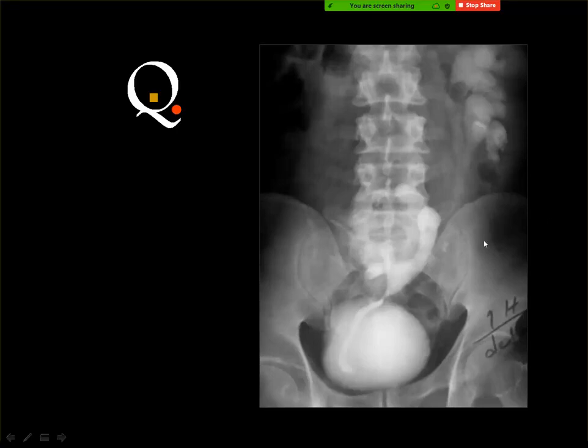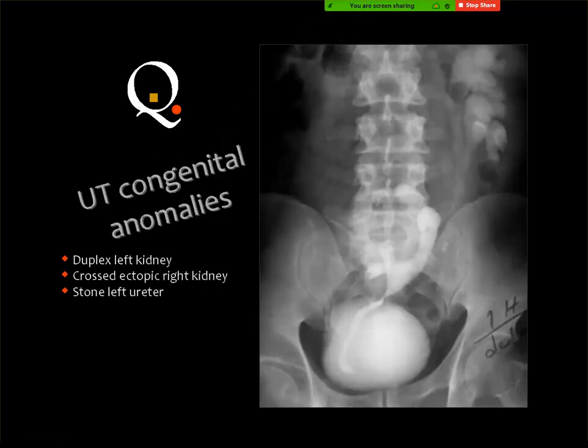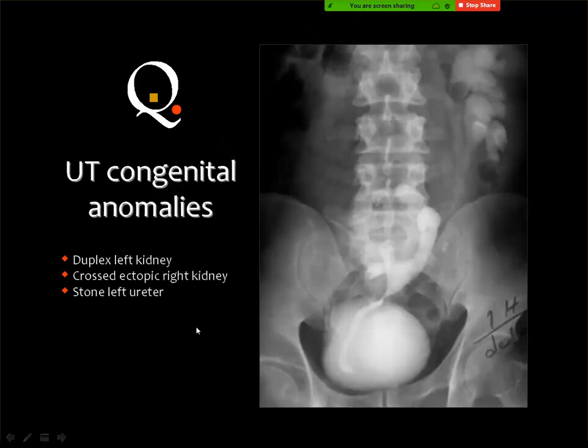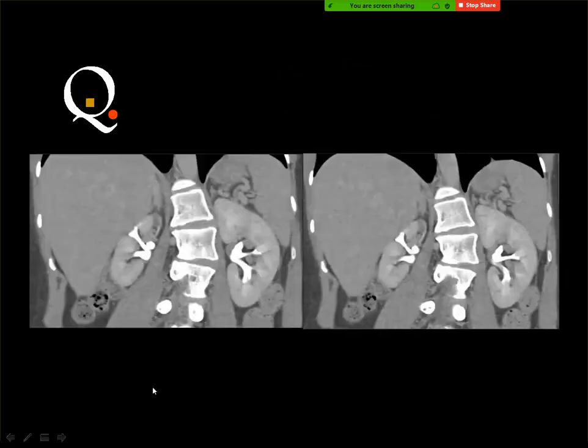Distal ureteric stone. Yes, and this is a radiopaque stone in the distal part of the ureter. There are three pathologies here: duplex left kidney, crossed ectopic right kidney, and a stone in the left ureter.